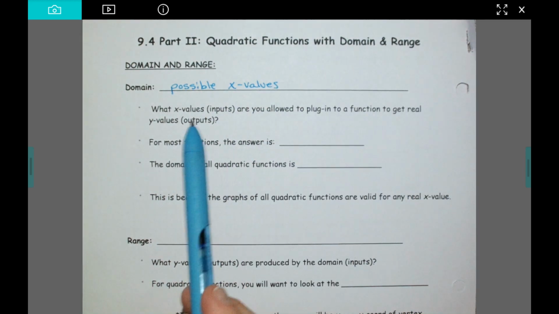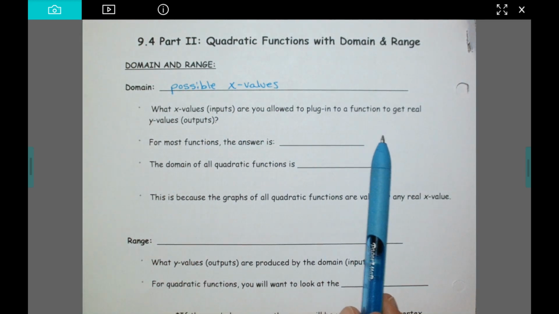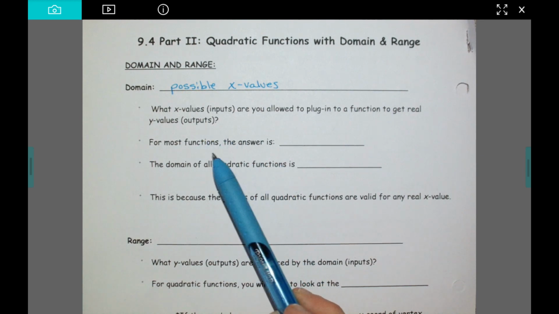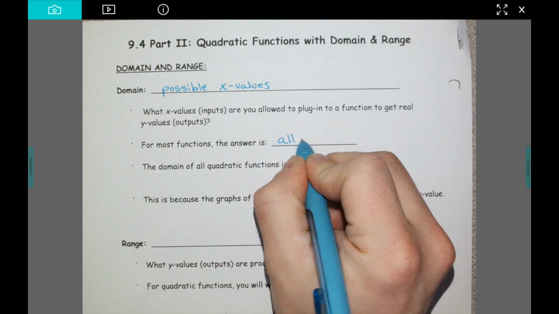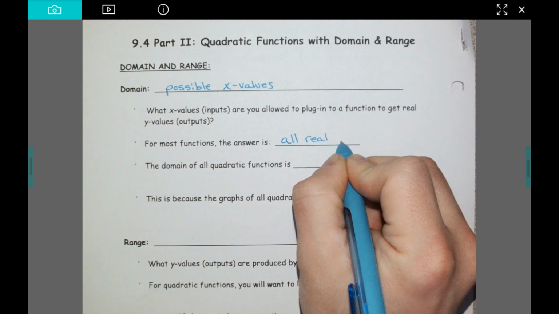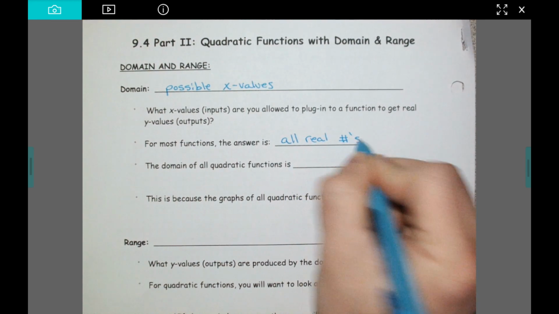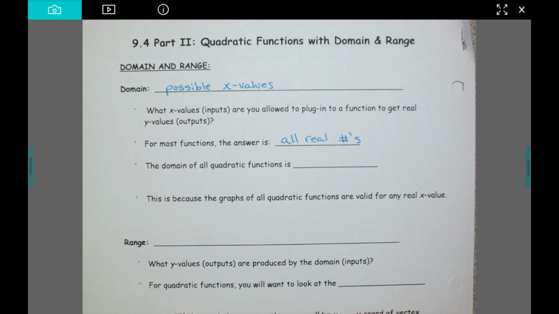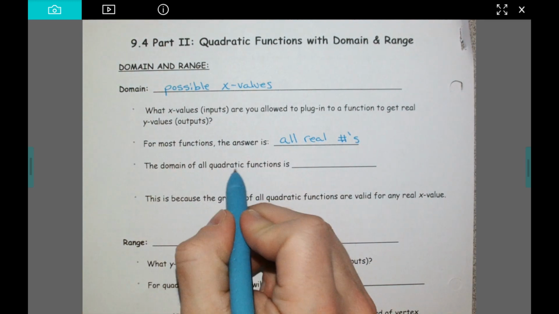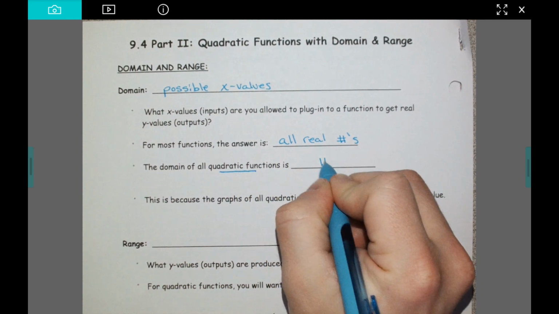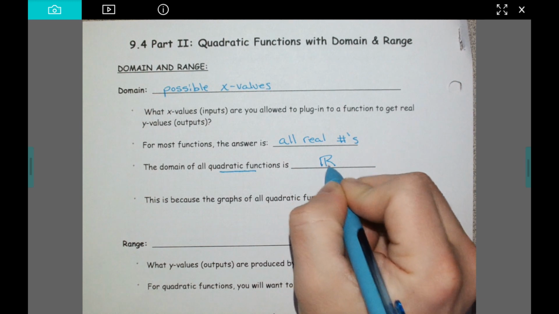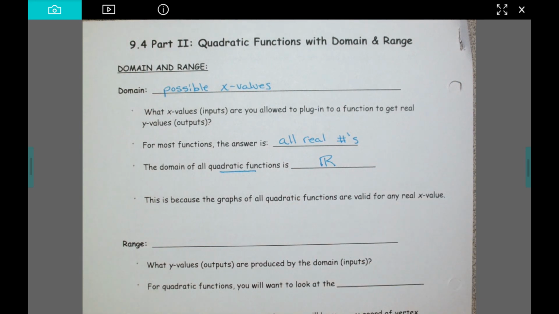So here, bullet point, they go through it. Which ones are we allowed to use to get real y values? For most functions, the answer is going to be all real numbers. Okay, so you can plug in any x value into a function and it'll work for you. For what we're working with right now, quadratic functions, the domain is going to be all real numbers. This right here, this R, is another symbol to represent all real numbers.